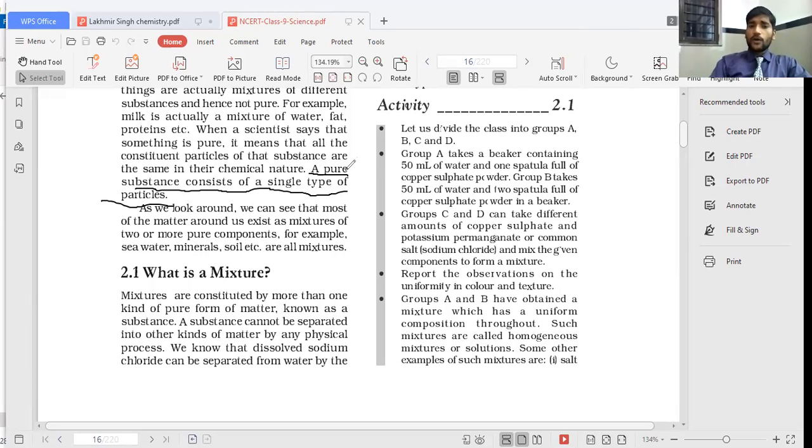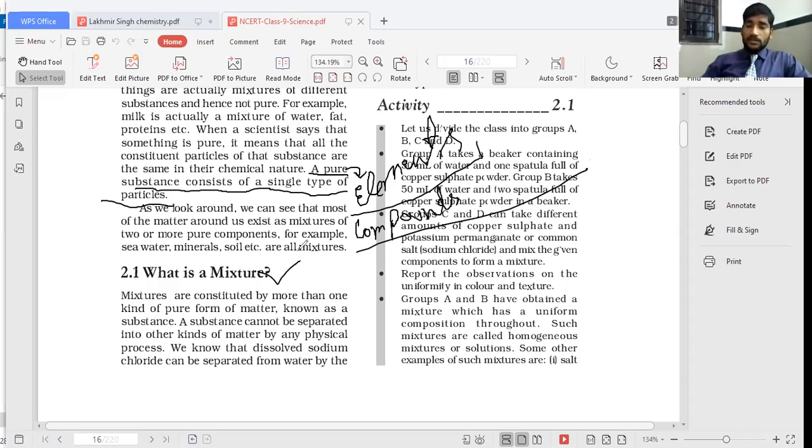For example, all elements, which you must have seen in your periodic table from hydrogen to oganesson, 1 to 118, are all considered pure substances. And compounds are also pure substances. We'll study them in detail, but first we are taking mixtures in detail, because most of the things around us are mixtures, and mixtures are made up of more than one type of particles, that is more than one type of molecules, or we can say more than one type of pure substances are mixed together to form mixtures.